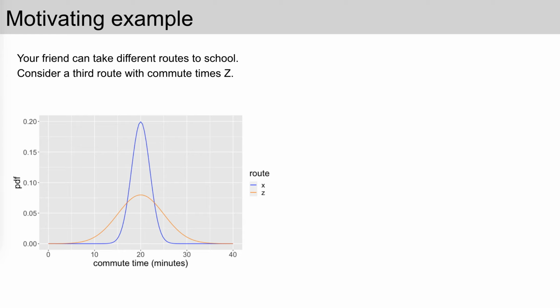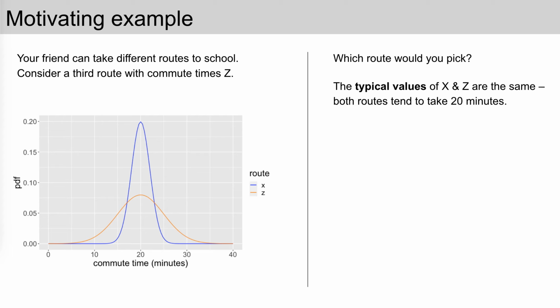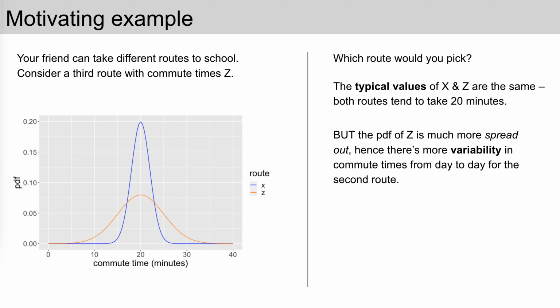Let's compare this first route with commute times x to a third route with commute times z. Again, pause your video, examine the PDFs, and ask yourself, which route would you pick? In this case, the typical values of x and z are the same. Both routes tend to take 20 minutes. But there's still a key difference between the two. Notice that the PDF of z is much more spread out, hence there's more variability in commute times from day to day.